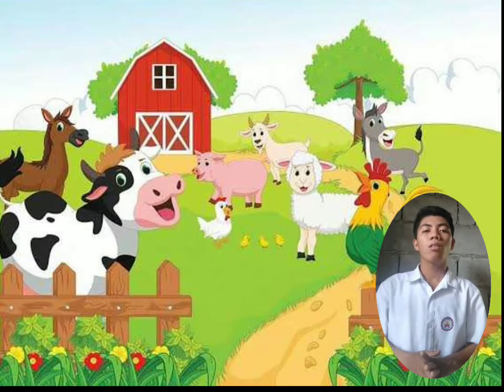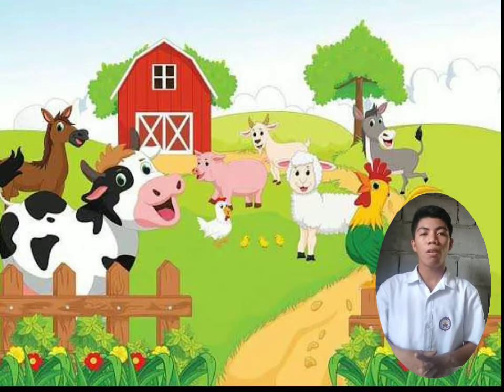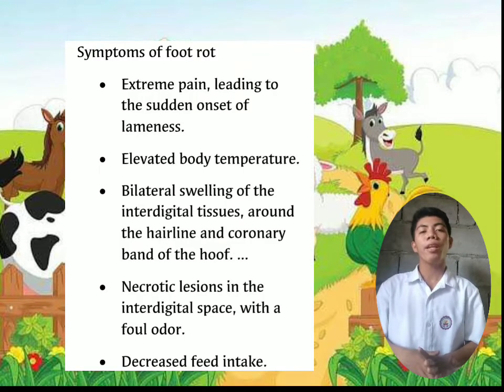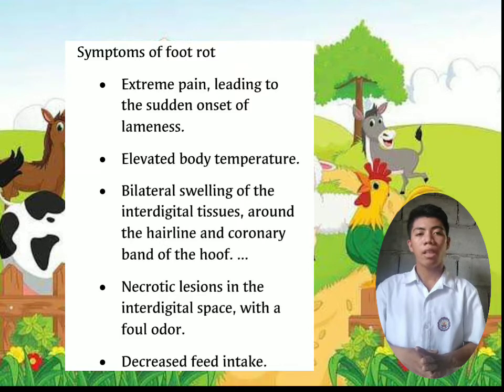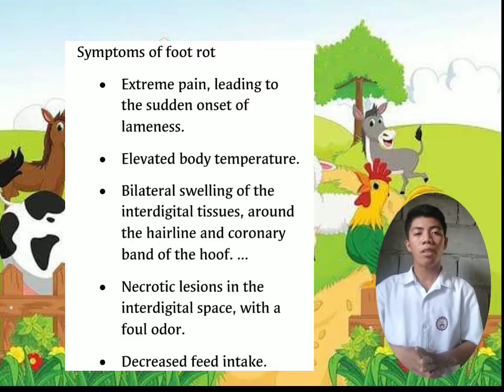However, it can also occur in paddock cows, and there are 5 symptoms of foot rot. Symptoms of foot rot are extreme pain, leading to the sudden onset of lameness, elevated body temperature, bilateral swelling of the interdigital tissues around the hairline and coronary band of the hoof, necrotic lesions in the interdigital space with a foul odor, and decreased feed intake.